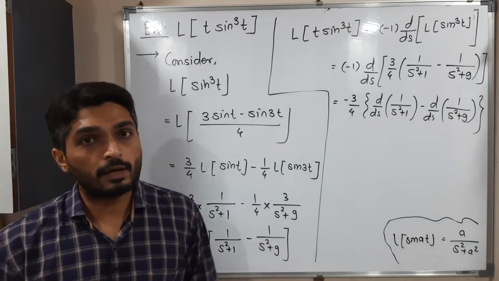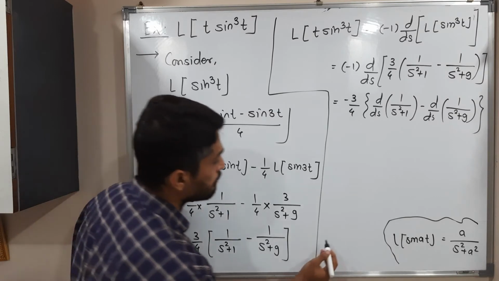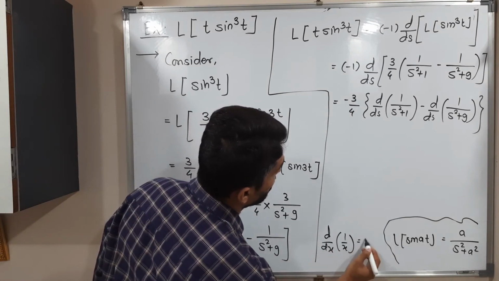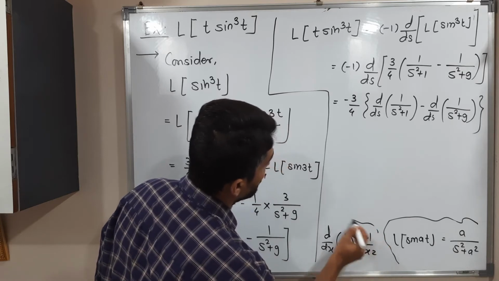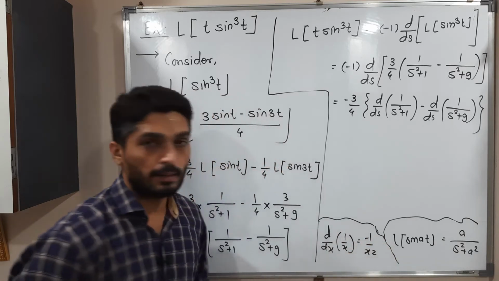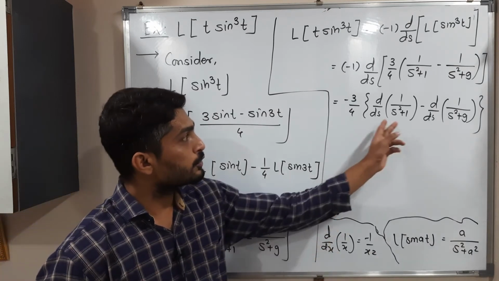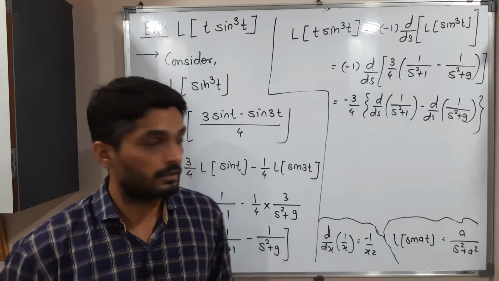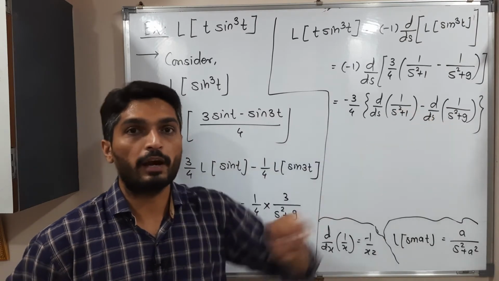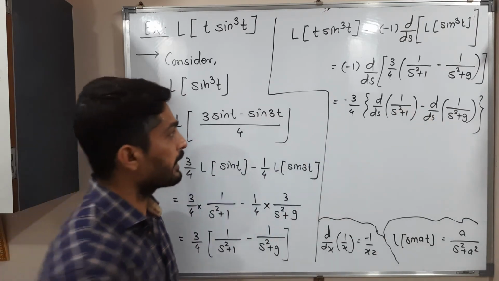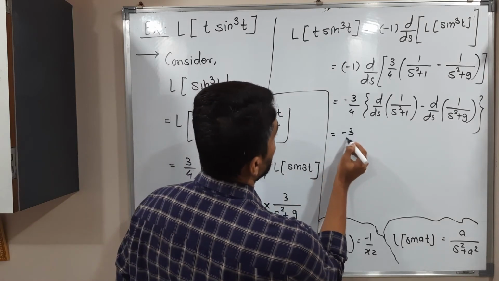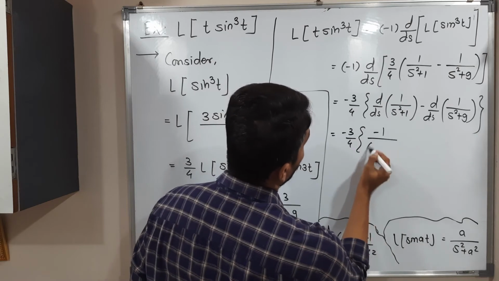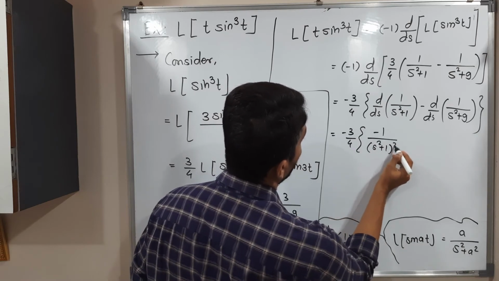So now the question is how to find their derivatives. We have a very simple formula, that is derivative of 1 by x, which is minus 1 upon x square. I think the same formula we have used in the previous example also. This formula I am going to use for this one or that one also, since the basic format is same, 1 upon something. Let us apply the formula. So this is equal to minus 3 by 4. Its derivative will be, using this rule, minus 1 upon (s square plus 1) bracket square.